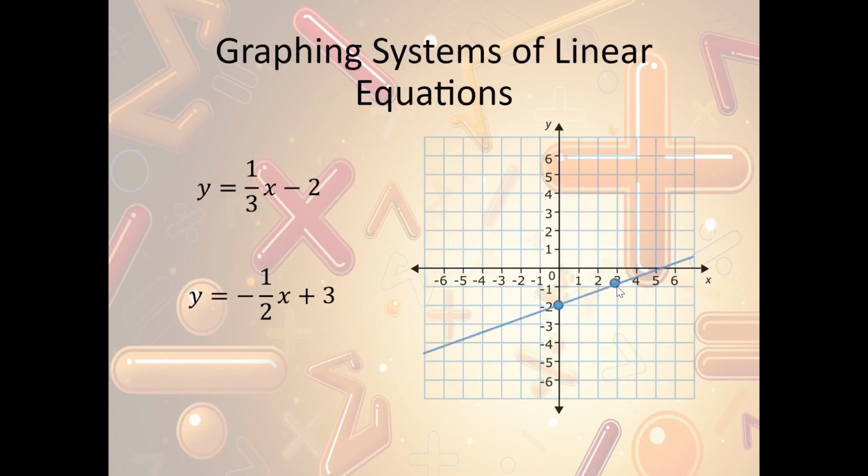So just like we did earlier, that's the same thing we're going to do now. We're just going to plot the second line on the same graph. My y-intercept for this one is 3, so I'm going to go up 3 and plot my point. And my slope is negative 1/2, so I'm going to go down 1, to the right 2. Connect the dots. And notice now I have a point where they intersect, which is right there. That is considered the solution to the system of equations.